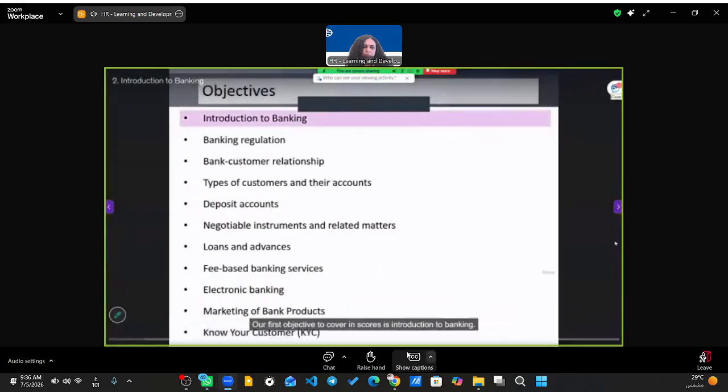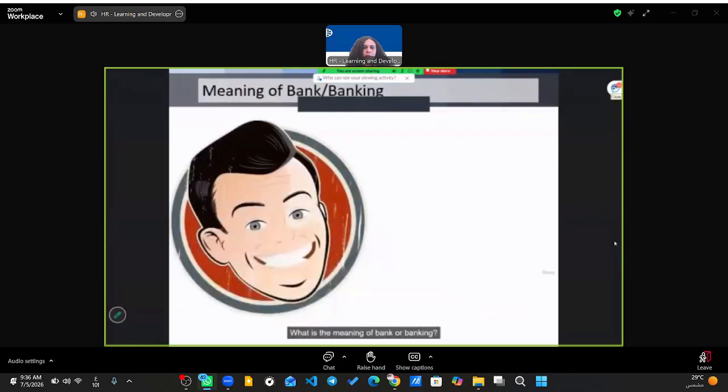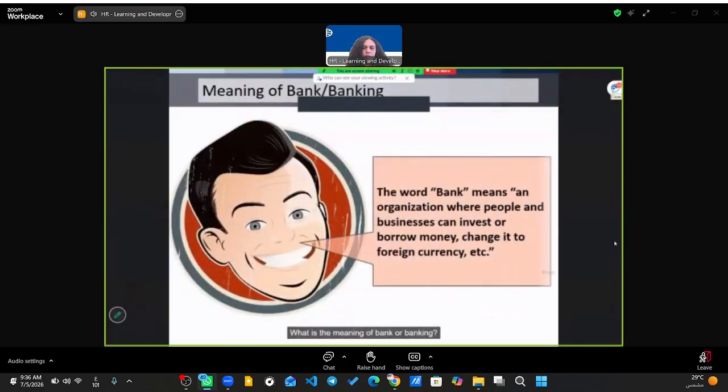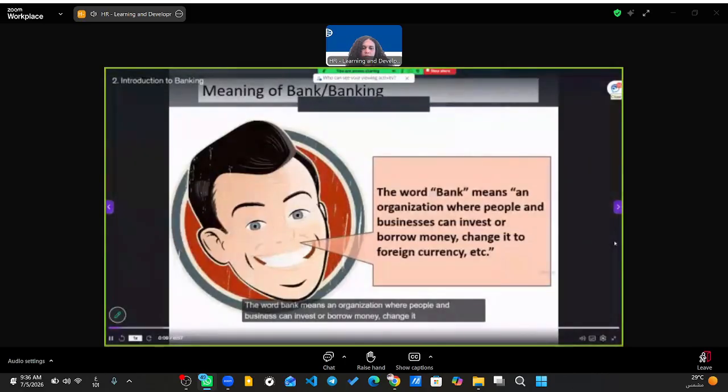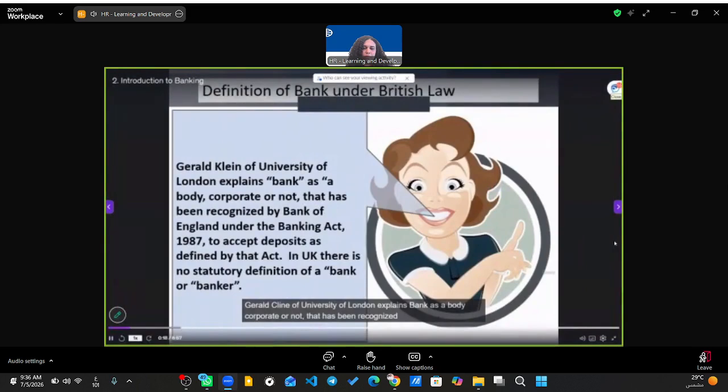Our first objective to cover in this course is Introduction to Banking. What is the meaning of bank or banking? The word bank means an organization where people and business can invest or borrow money, change it to foreign currency, etc. Gerald Klein of University of London explains bank as a body, corporate or not, that has been recognized by the Bank of England under the Banking Act 1987 to accept deposits as defined by that act.